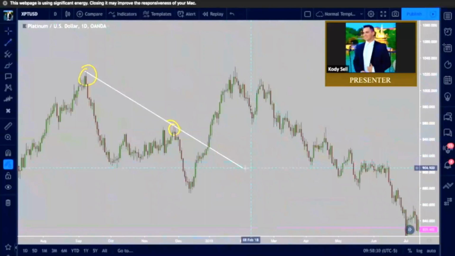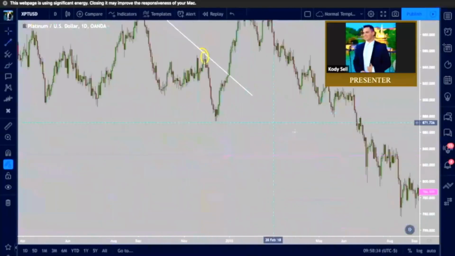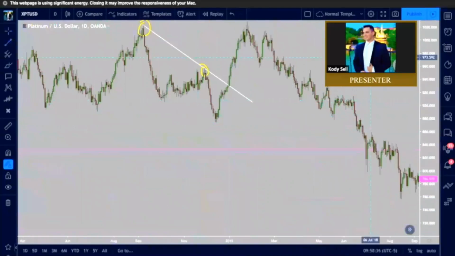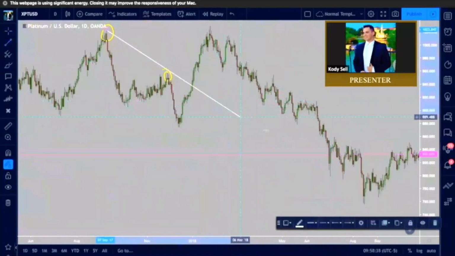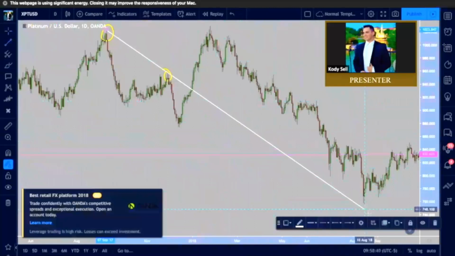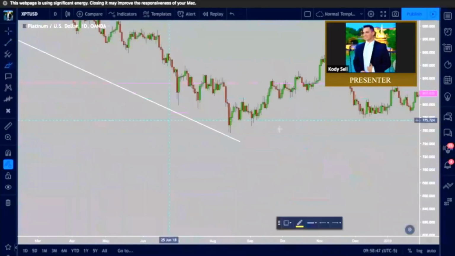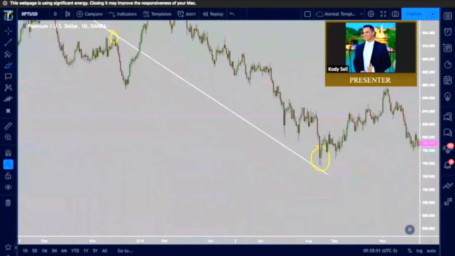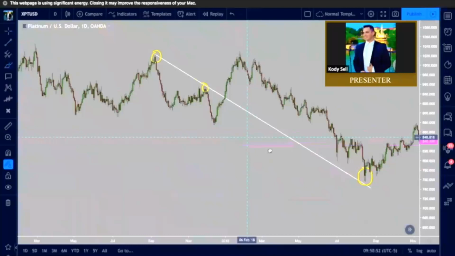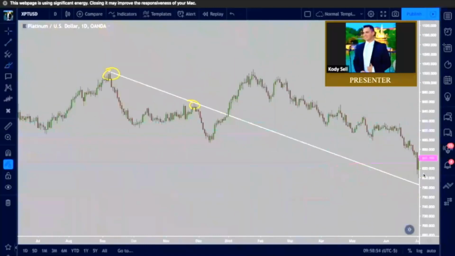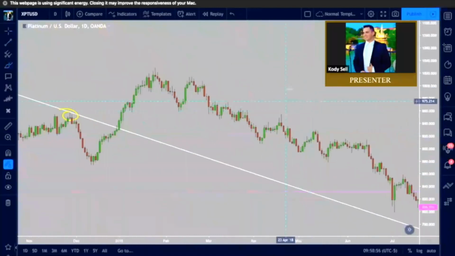Now, in this case, you did not get an entry here because price didn't come back to retest, but let's pull out here and see what happens when price actually gets back to this trend line. All right, so look at this. Price found support even though it was all the way over there. See how that works? All right, let's do this again. Let's pick another one. It literally does not matter.